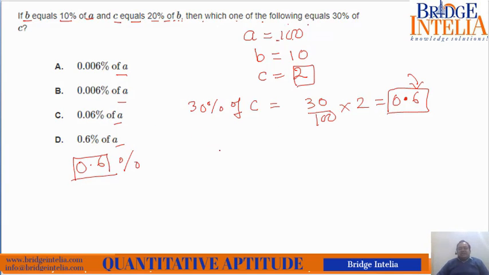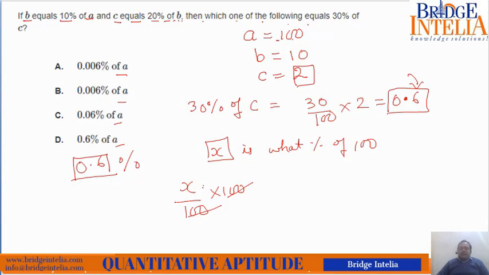Because if somebody asks X is what percentage of 100? If you see properly, the answer will be X. Why? If you try to solve this, you are going to write X upon 100 into 100. Then after a few seconds, you will realize that X is the answer. So 0.6 is what percentage of A, that is 0.6 is what percentage of 100? The answer is 0.6 itself.